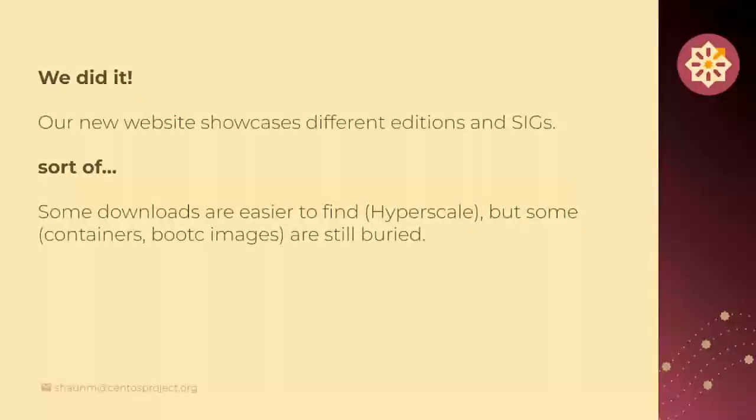Our new website showcases the SIGs and some different editions, except some of it's kind of buried. It's still there, like where the container image is, or the new image-based stuff like with Boot C. If you're interested in that, where would you go to get that? It's all there, but we don't highlight it right on the front as different kinds of editions that you can download. Or the alt images stuff that Troy will talk to you about tomorrow. You know, we have the live images from the alt images.